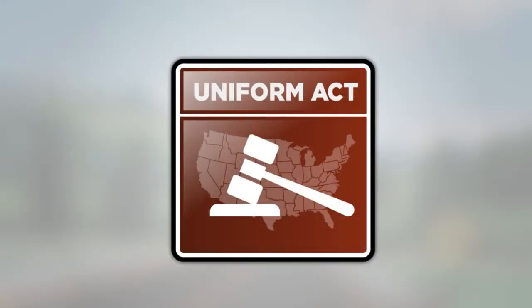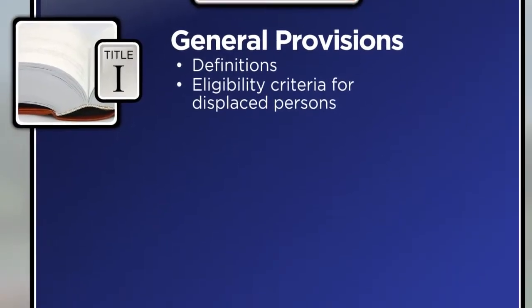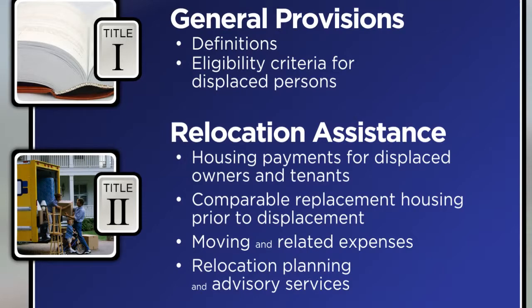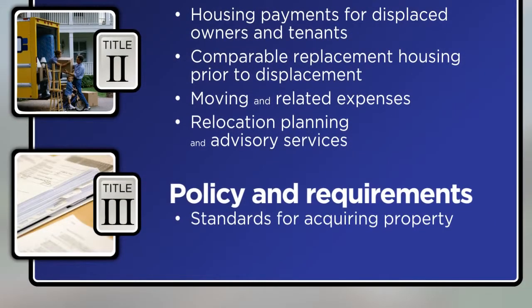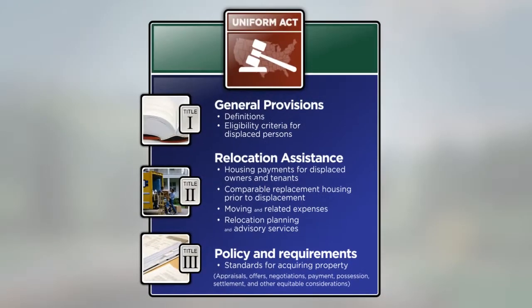The Uniform Act consists of 3 titles or parts. Title I, the General Provisions, contains definitions and eligibility criteria for displaced persons. Title II addresses relocation assistance. This part contains housing payments for owners and tenants and assures that displaced persons are provided with comparable replacement housing prior to displacement. This section also covers moving and related expenses, as well as relocation planning and advisory services. Title III establishes the policy and requirements for acquiring property on federal aid projects. In this section, standards are set for appraisals, offers, negotiations, payment, possession, settlement, and other equitable considerations.